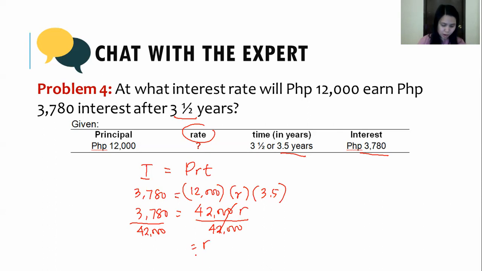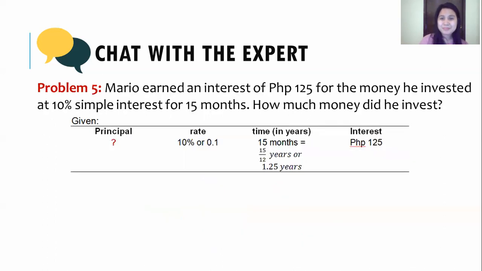So our R will be 0.09. You need to convert your decimal to percentage. So our R is at 9%. The interest rate is at 9%. Questions? No questions? Shall I go to the next problem?